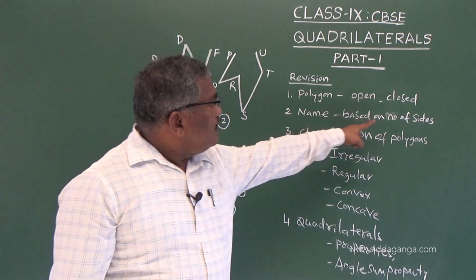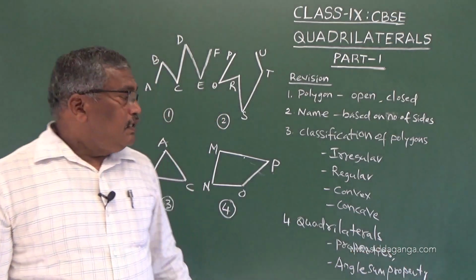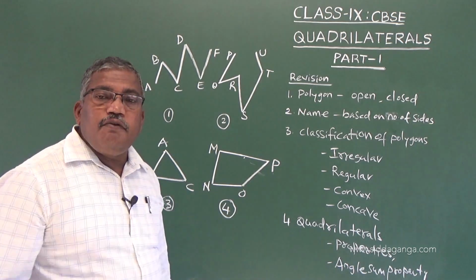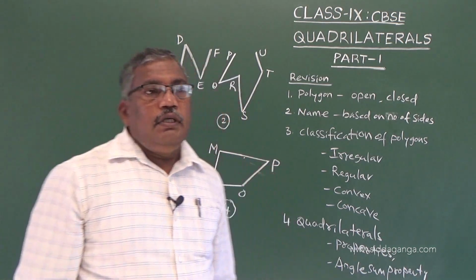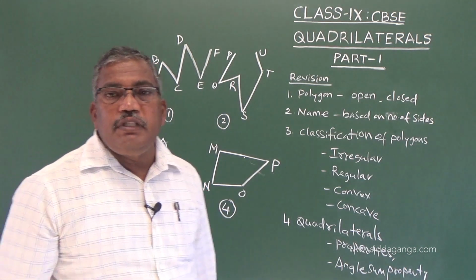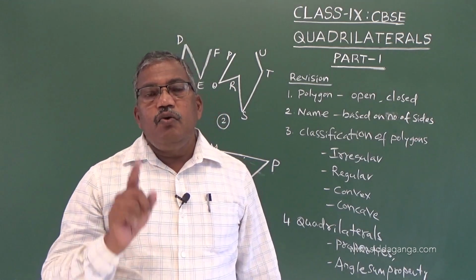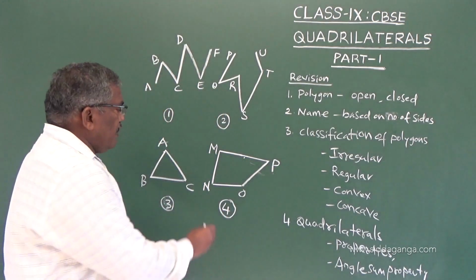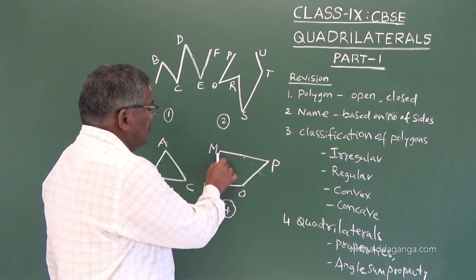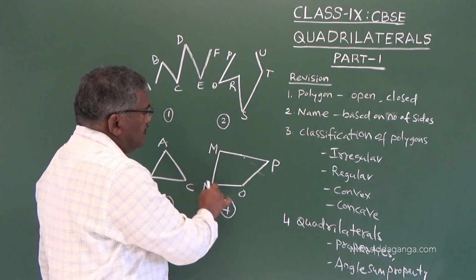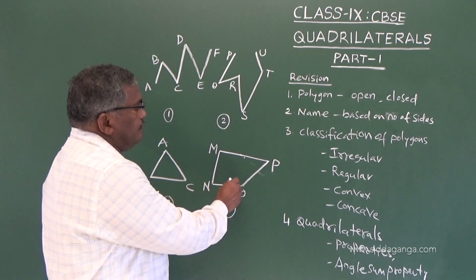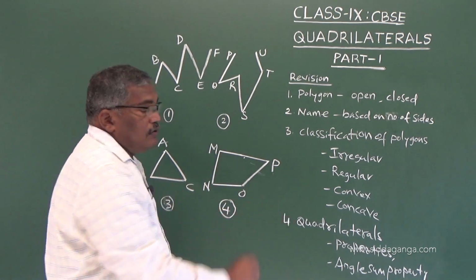Now based on the number of sides, see, for a polygon to be closed, a minimum of 3 lines are required. So we call it a triangle, as you are all well aware of that. A minimum 3 lines are required to form a closed polygon. Suppose if we have 4 sides and 4 vertices, so 4 sides, this is a 4 side closed polygon. We call it a quadrilateral.